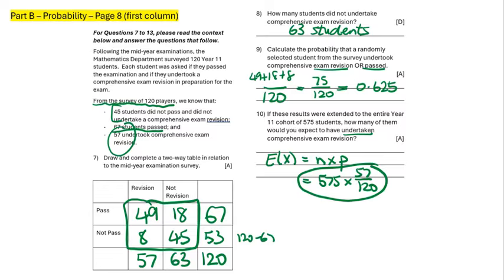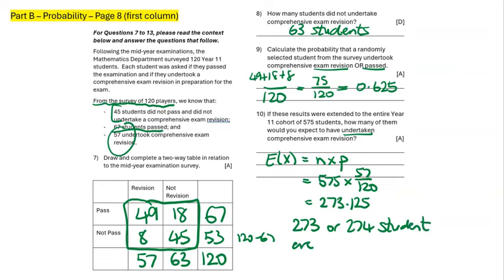And that there, you're going to plug that into your calculator, and you're going to get an answer. And I'm getting 273.125. I want to note that's a bit weird because we've got a decimal number here, and we're not expecting a decimal number, right? Because we're dealing with a number of students. So that means we might have to think about rounding here. So 273 or 274 students are what we are expecting. So I'm going to write that down there. 273 or 274 students are expected to undertake comprehensive exam revision. Hopefully you're one of them.